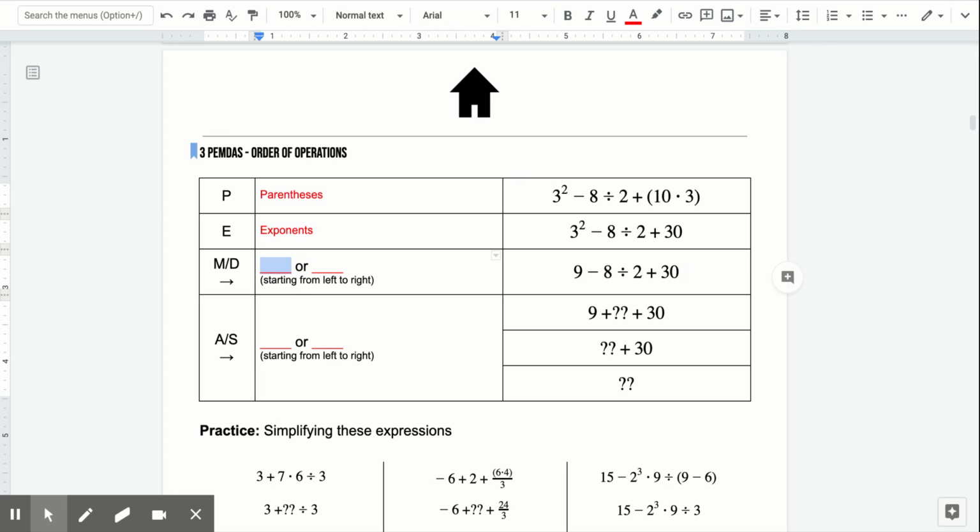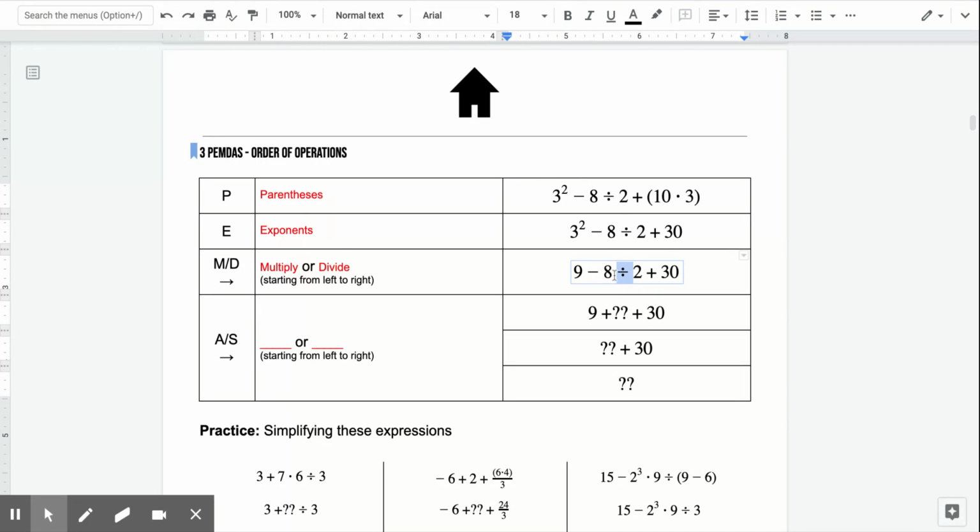We are going to either multiply or divide. Now, the reason it's not multiply and divide is because it does not matter which one comes first. You are going to start from the left and go to the right, just like how you read. So start at the left, go to the right. So if I start at the left and go to the right, there's the divide sign. So I'm going to divide.